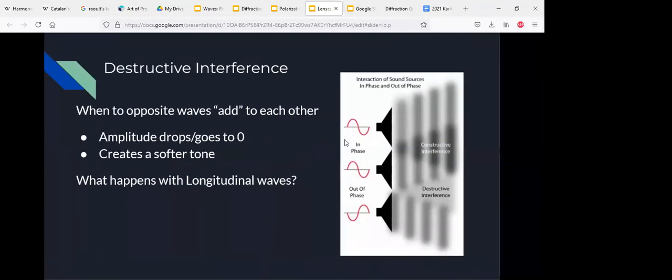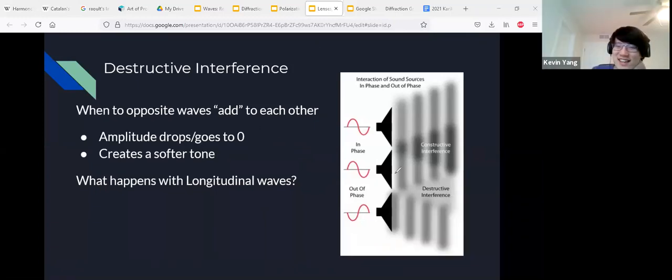Is the next one just destructive interference? Oh, yeah, it's destructive interference. So as you can see, I'm using the same picture because at the top it has constructive interference and the bottom is destructive interference, right?